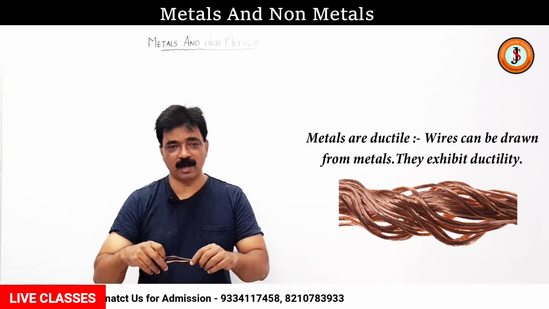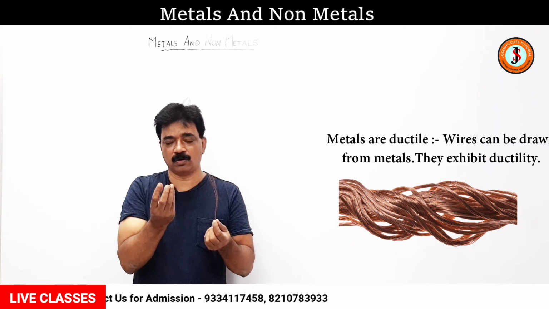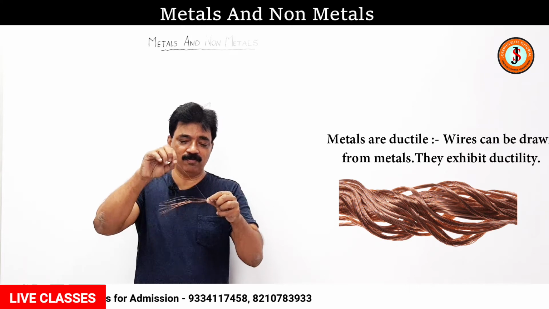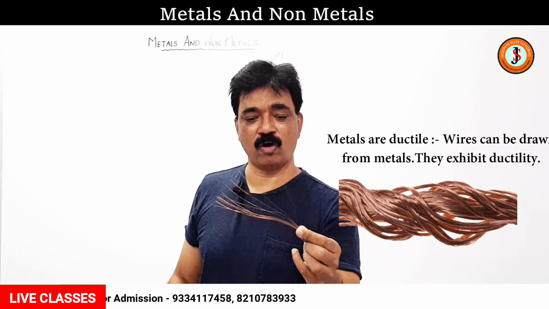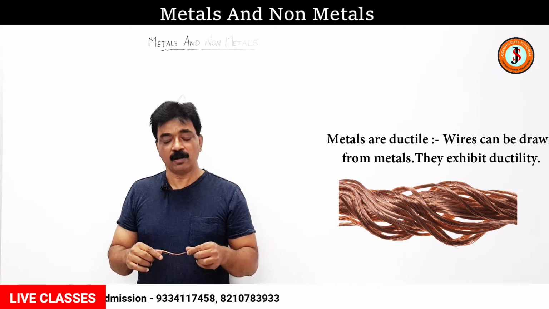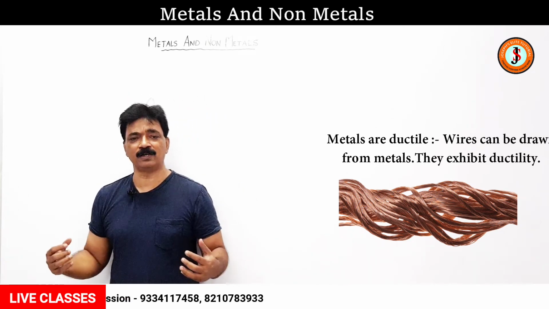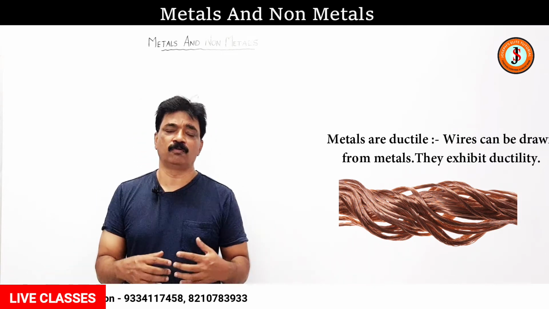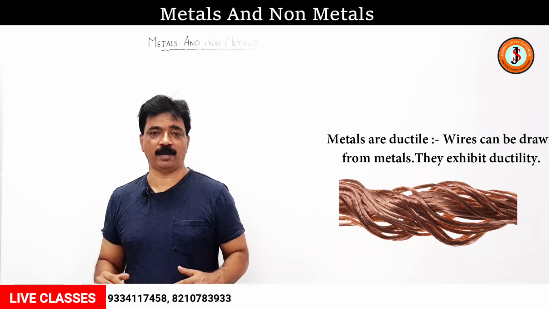Then metals are ductile. That means if you take a copper piece, you can draw wire, you can make very, very thin wires of copper. So ductility means metals can be drawn into wire. But if you pull a solid non-metal, it is brittle, it will break. It will not be drawn into wire. So that means the non-metals are non-malleable, non-ductile.